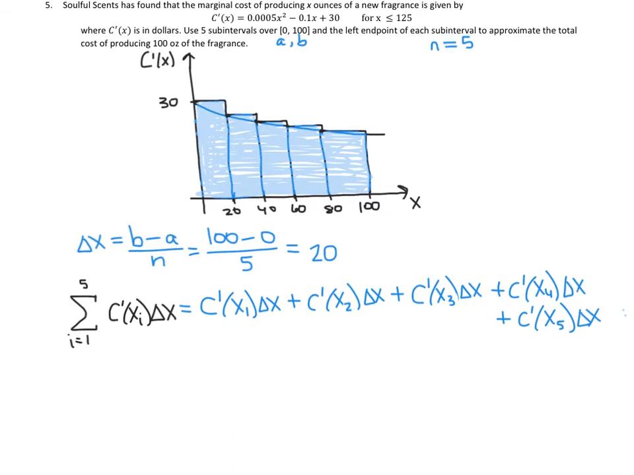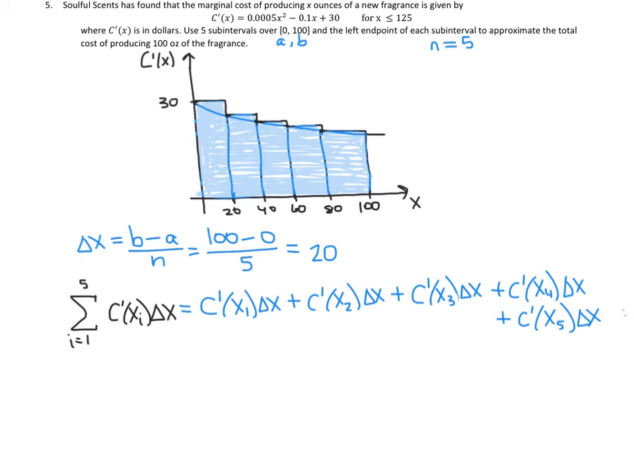Alright, we know that delta x is 20, and we know each of our x sub i's. For example, x sub 1 in this case is 0 since we're using the left side of the rectangle. This is our x sub 1. And then our x sub 2 is 20 because we're using the left side of the rectangle to approximate the height. And then our x sub 3 is 40, our x sub 4 is 60, and then our x sub 5 is 80 because we're using c prime of 80 to give us the height of that last rectangle.